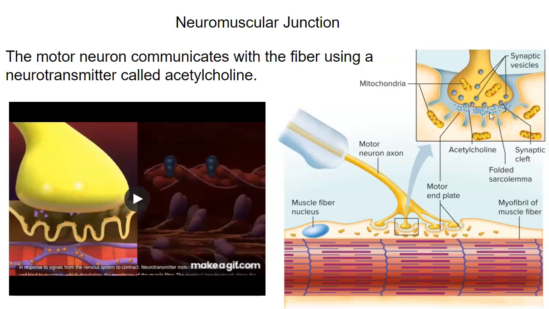Notice there's no physical connection between the motor neuron and the muscle fiber. There's only going to be chemical communication. So these vesicles here are filled with acetylcholine, and when the nerve impulse propagates through here at the end, these vesicles then release the acetylcholine into the synaptic cleft, and the acetylcholine binds with the cell membrane, and then the contraction is initiated from there. So let's look at that.